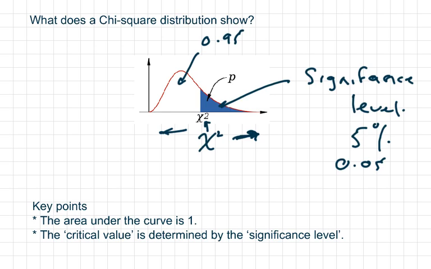The area under the curve is 1 because it's a probability curve. And the critical value, this thing here, is determined by the significance level, which is usually defined before the question is set out.